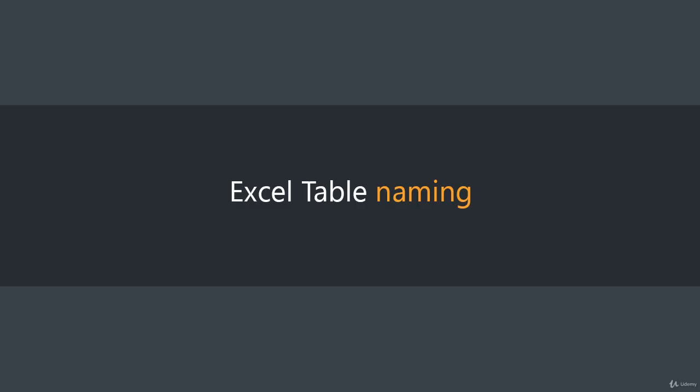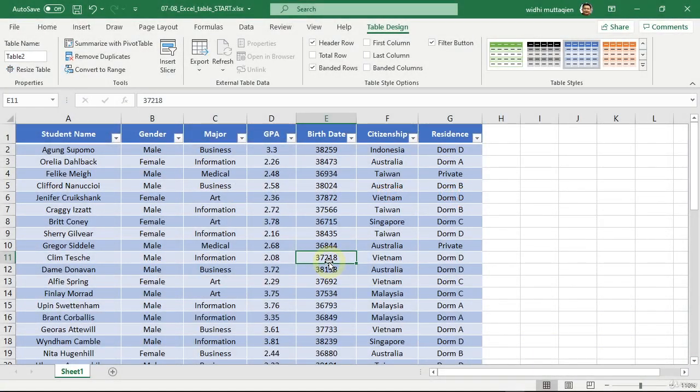The last benefit of Excel tables that we want to cover is their naming. If you open the Table Design menu, on the left side, you will find the name of the Excel table that is currently active. By default, it will have a generic name like Table 1, Table 2, and so on. We can and should rename tables to something more meaningful. For example, we can change the name to Students.